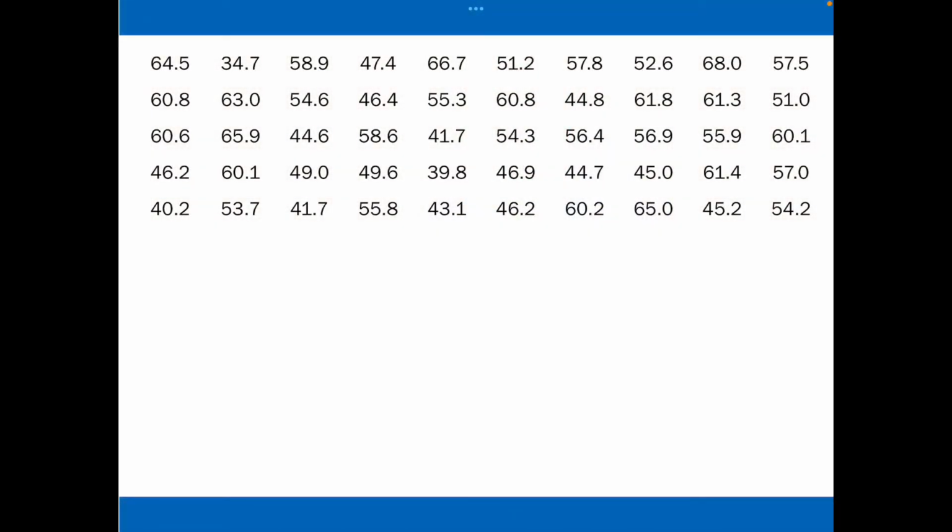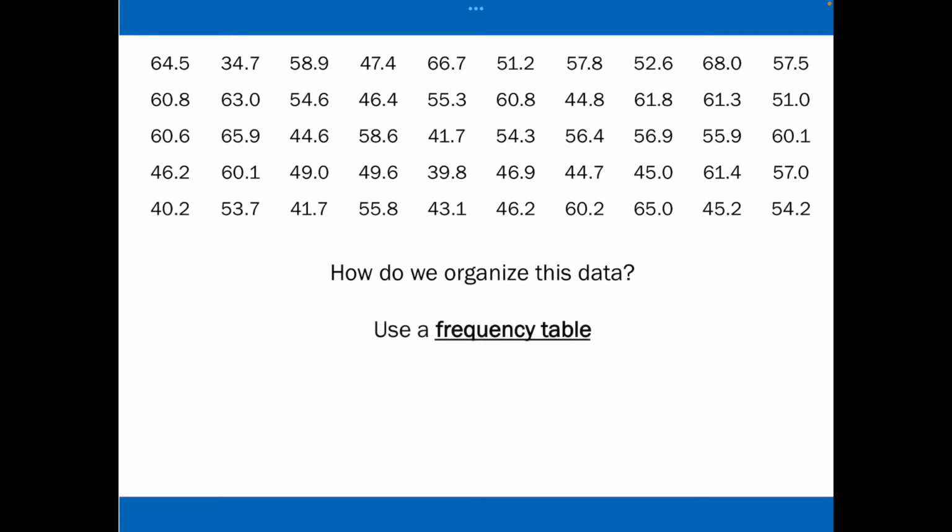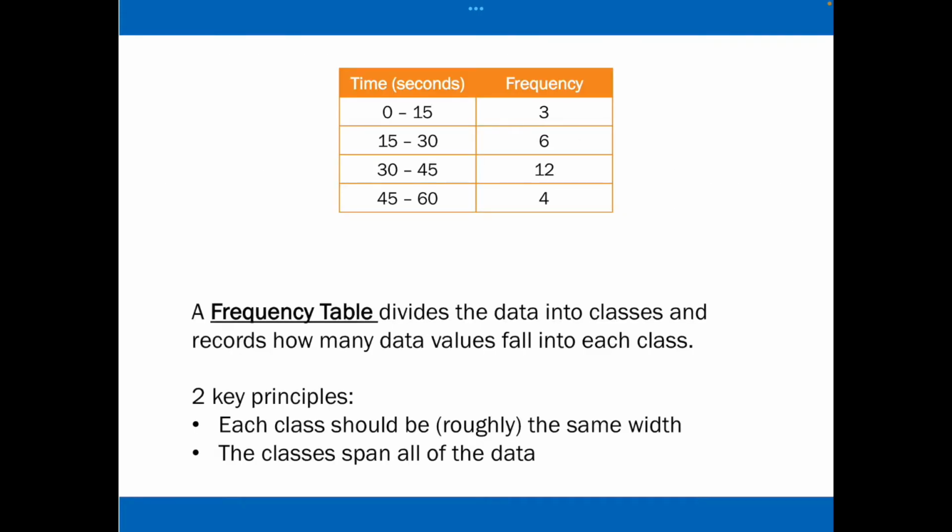So here are the weights we got when we weighed all of our eggs. And now the question is, what do we do with this? Right now it's just a jumble of numbers. How do we organize this and make sense of it? What we're going to do at first is use what's called a frequency table. And that's something that looks a little bit like this.